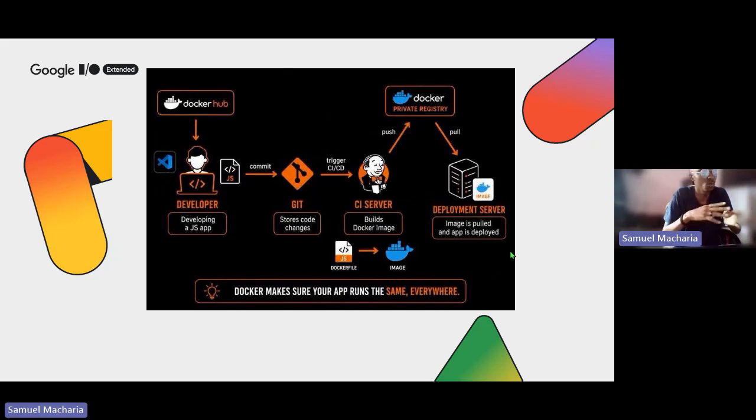On the Google Cloud side, we use Google Container Registry. Azure also has the Azure Container Registry, etc. Then you finally pull it onto a server for deployment. Then Docker does its thing. It makes sure that the app runs the same everywhere.